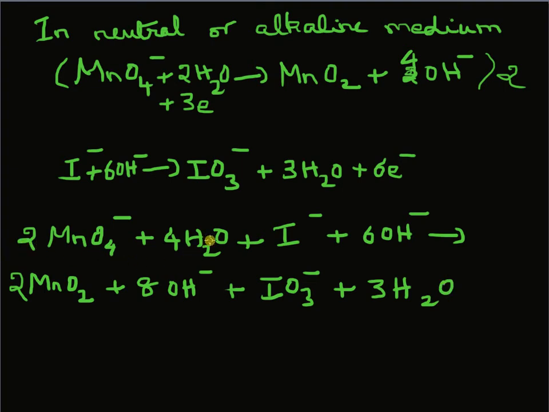So cancel out the common compounds on both sides. We have 4 water here, 3 water here. So that will become just 1 water molecule on this side. And OH minus, you have 6 on this side, 8 on this side. So that will leave you with 2 OH minus. So this will be your final equation. 2 MnO4 minus plus H2O plus I minus, giving 2 MnO2 plus 2 OH minus plus IO3 minus. So I have just done one equation for the oxidation by the permanganate ion in neutral or alkaline medium.